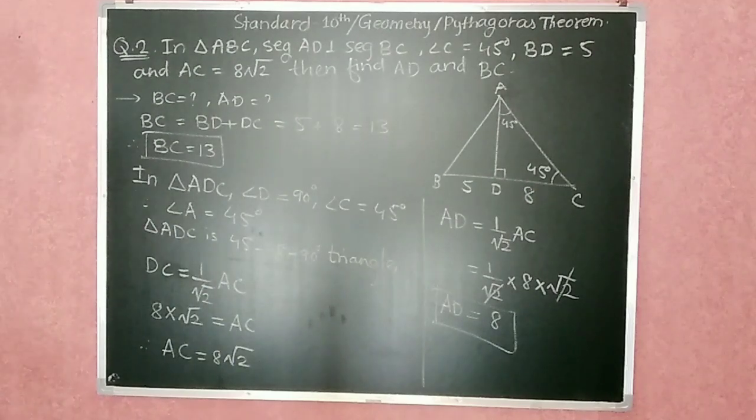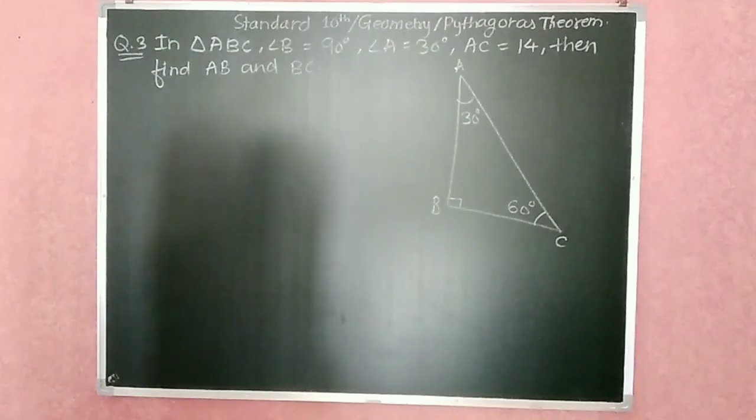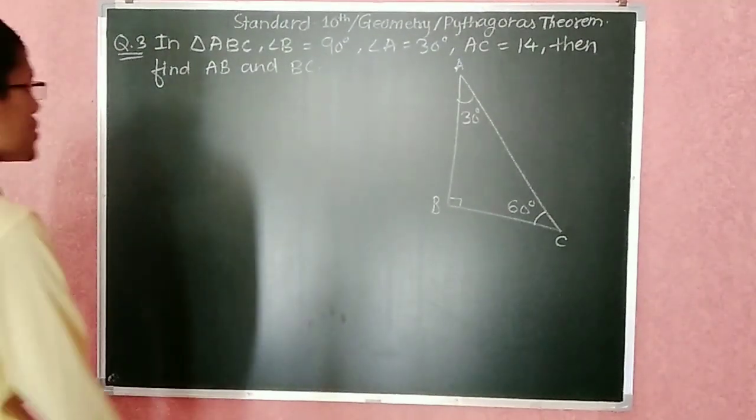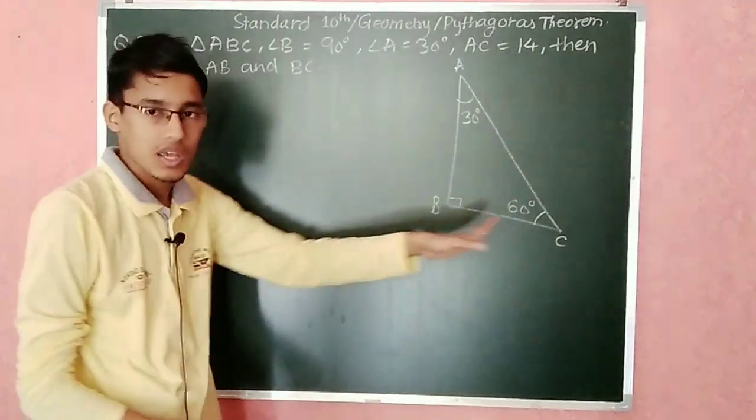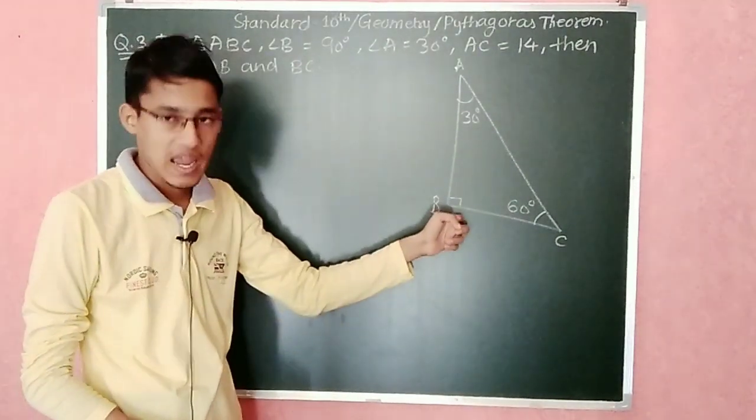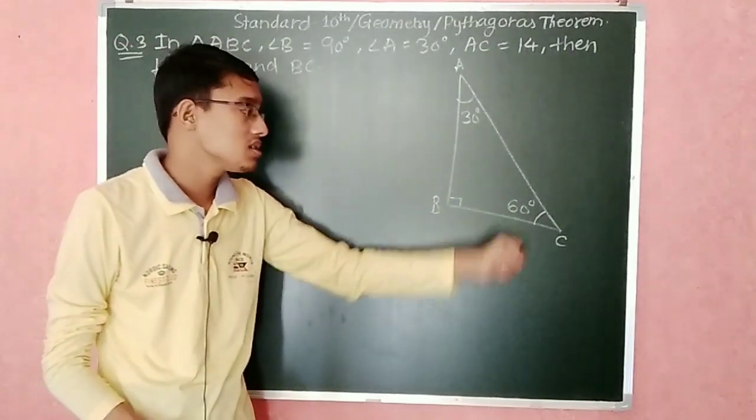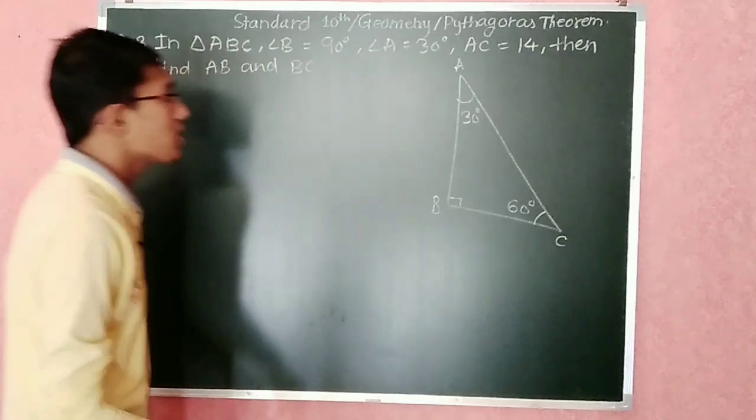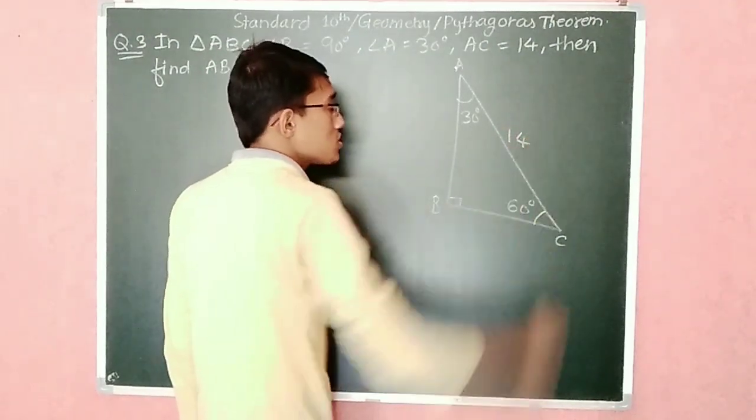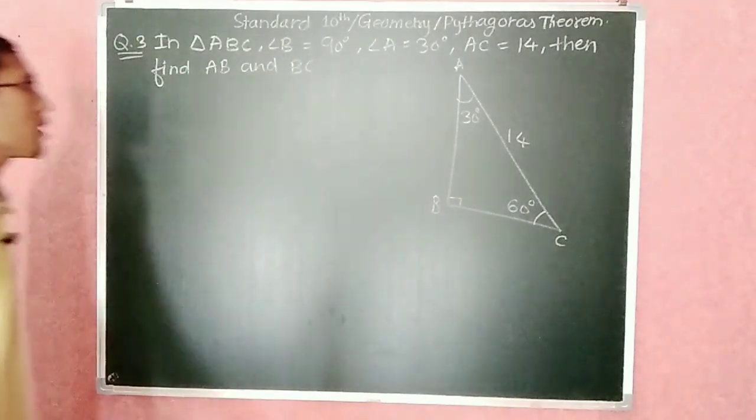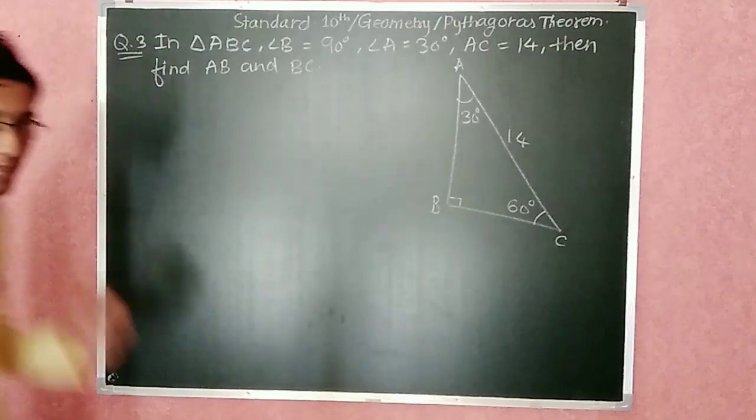Now we'll see question number 3. What is the question? In triangle ABC, angle B is 90 degrees, angle A is equal to 30 degrees, angle C is equal to 60 degrees, and the value of AC is given, that is the hypotenuse, 14. What we have to find is the value of AB and BC.